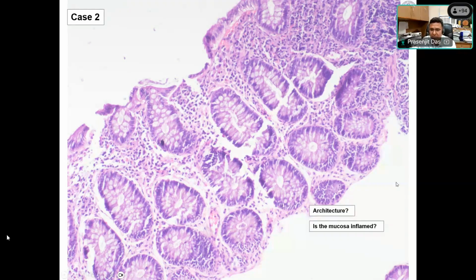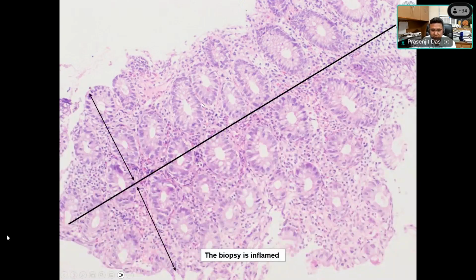So what you have to see under the microscope: first architecture, then apply those rules, and you have to see if the mucosa is inflamed or not. So this is another picture from this case. The same rule will apply. Now in this focus, we can see there is a lot of inflammation actually. Though there is some shortening of the crypts, when there is distortion, crypts will become shorter. But we also have to determine if it is properly oriented or not. Here it is partly oriented.